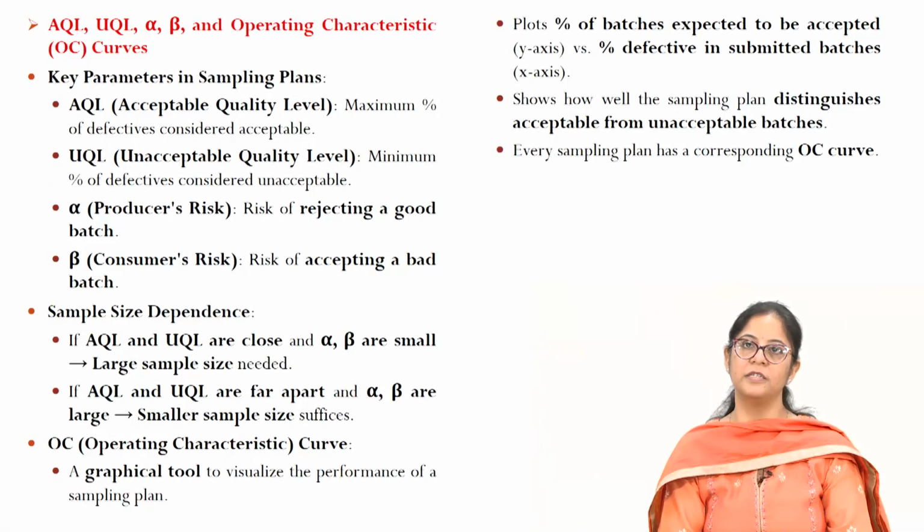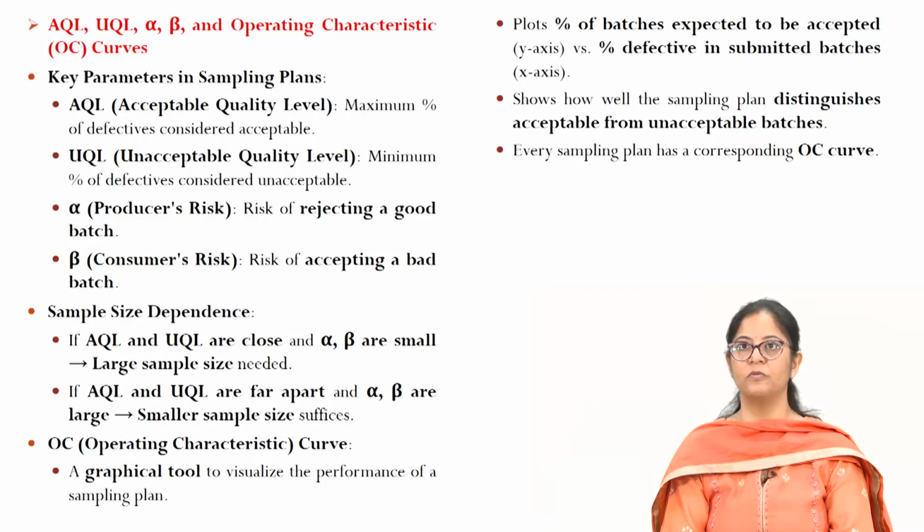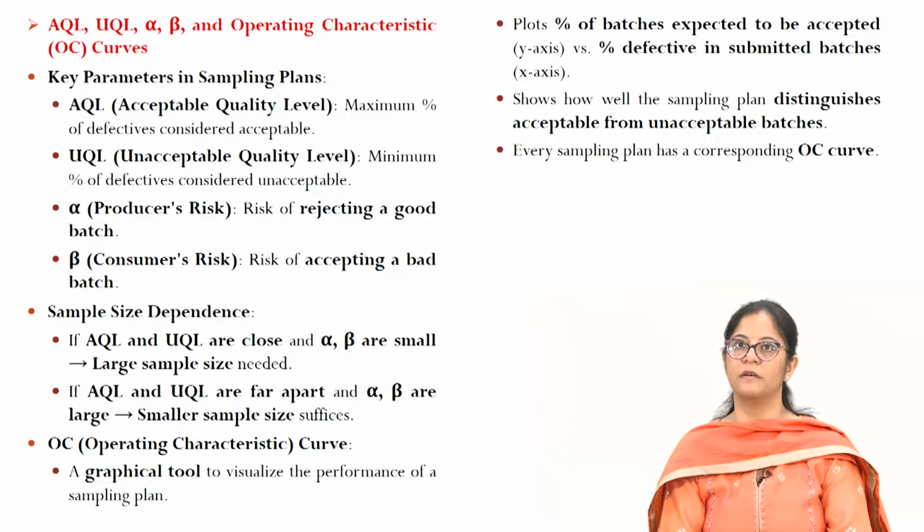So, the key parameters in the sampling plan are the acceptable quality level, which is the maximum percentage of defectives which are acceptable, and the unacceptable quality level, wherein the minimum percentage of defectives are considered unacceptable. Risk of rejecting a good batch is alpha and risk of accepting a bad batch is beta. If the AQL and UQL are close and beta and alpha are small, large sample size is needed. However, if the AQL and UQL are far and alpha and beta are large, sample size may be small.